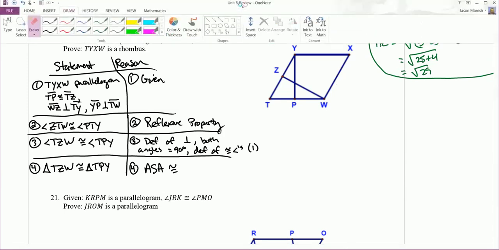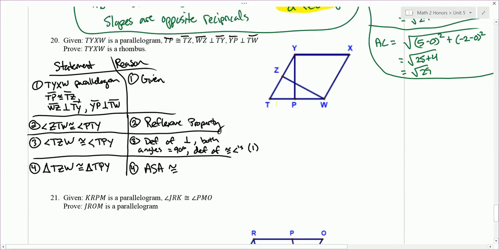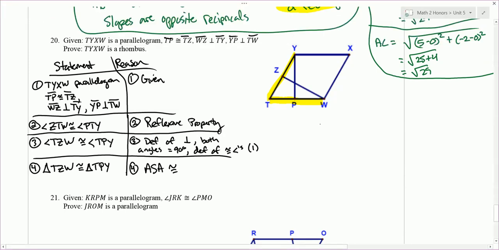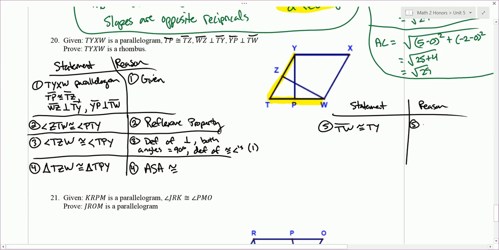So now that we've established that the two triangles are congruent, we can say that these two sides that I'm highlighting, TY and TW, are congruent because those are sides of those triangles. And so I'm going to continue my proof over here. Statement, reason, on to statement 5, that TW is congruent to TY, and our reason is corresponding parts of congruent triangles are congruent.